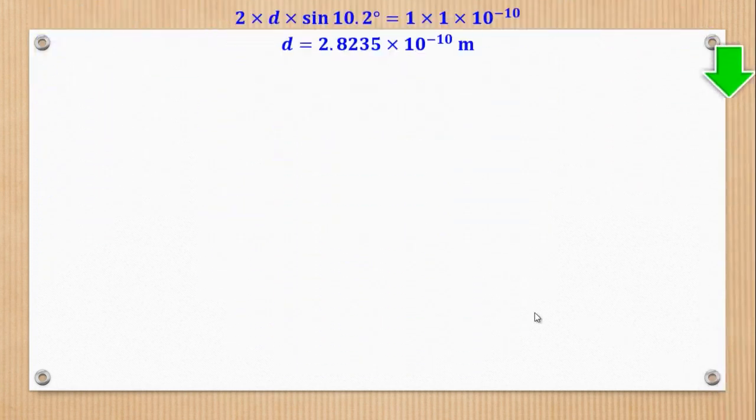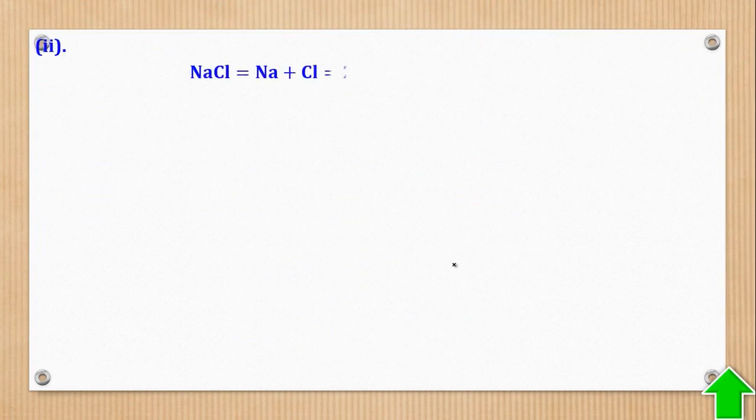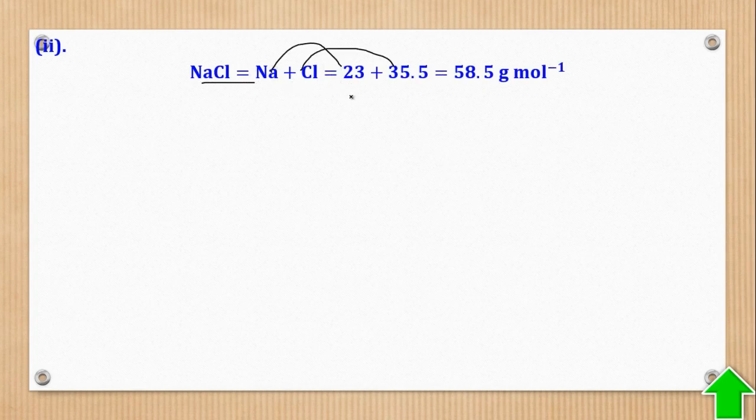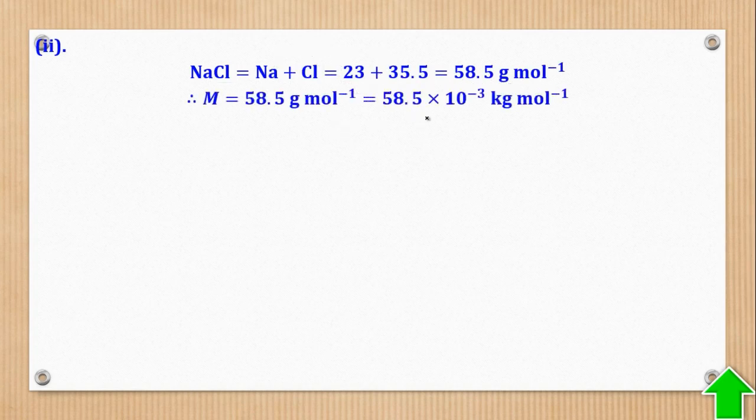Then Roman 2, they want the density of the sodium chloride. So still we shall go through the same procedure. We shall say that for sodium chloride, the molar mass is, for sodium that, for chlorine that. When I add, I come up with this. But that is grams per mole, so we shall convert to kilograms per mole to give you that.